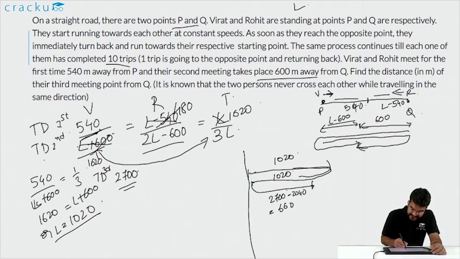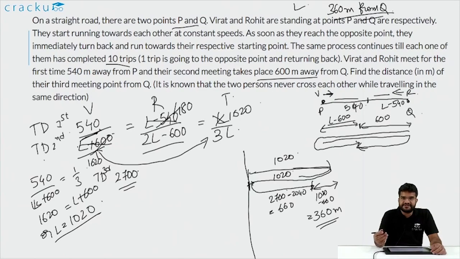660 meters. So he is 660 meters from P, and the distance that he is from Q will be 1020 minus 660, which is equal to 360 meters. So he meets Rohit for the third time when they are 360 meters from Q.